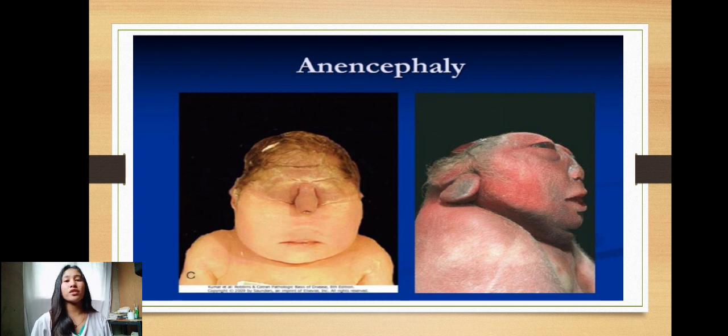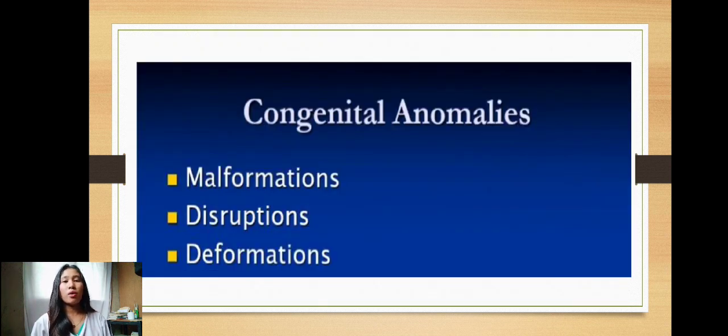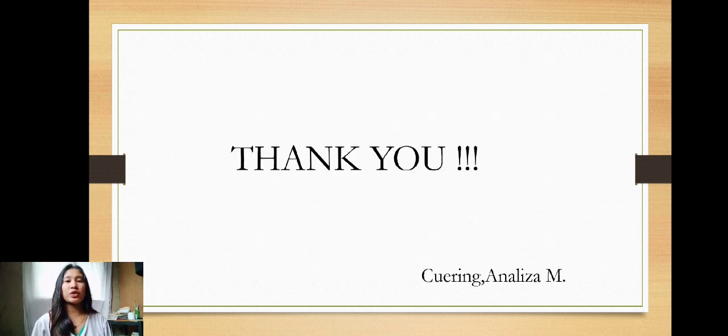So what is the cause? The cause is when the neural tube fails to close at the base of the skull. Neural tube defects may be caused by genes passed on from both parents and by environmental factors. Some of these factors include obesity, uncontrolled diabetes in the mother, and some prescription medicines. So, congenital anomalies are malformation, disruption, deformation. This topic will be discussed by the next reporter.